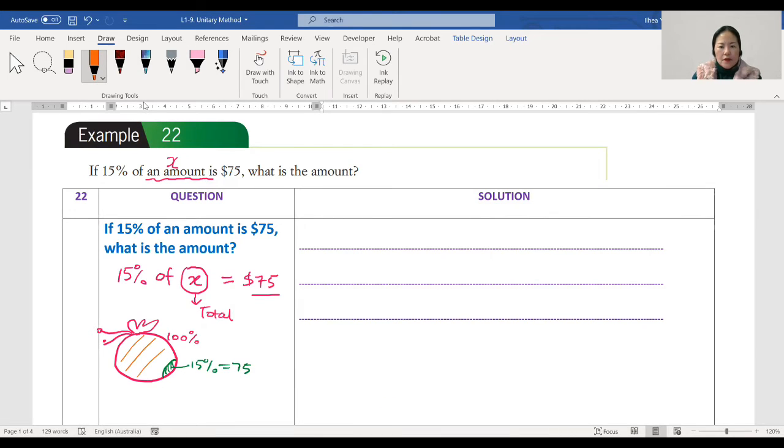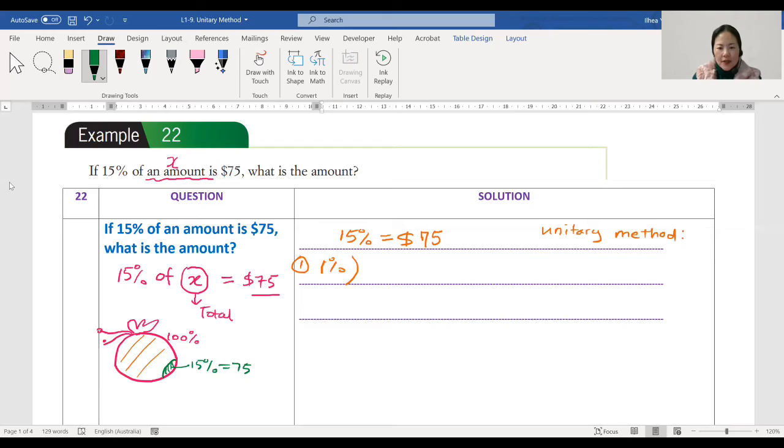I'm going to put 15% equals 75, isn't it? Now, instead of thinking about how many times 15 can go into 100, I'm going to use the unitary method. I have to first make 1% from 15%. So what do we do here, guys? 1% equals 75 divided by 15.